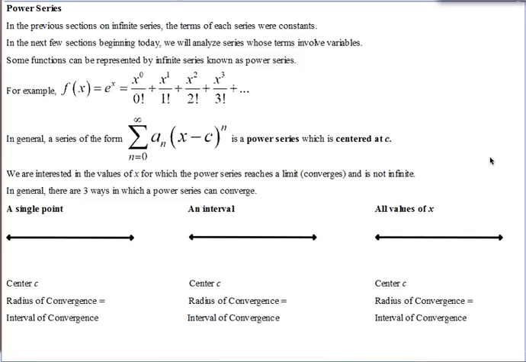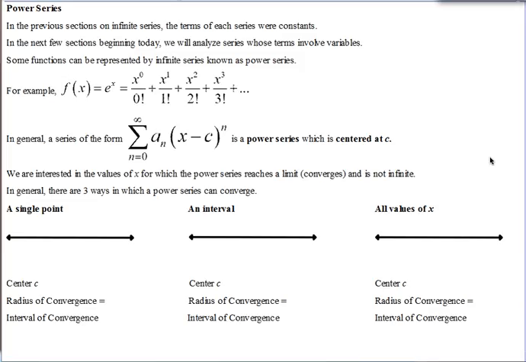These are the notes for AP Calculus on the topic of power series. In previous sections on infinite series, we've looked at series where the terms of each series were constants. But in the next few sections, we're going to look at analyzing series whose terms actually have variables. They're not all just constants.